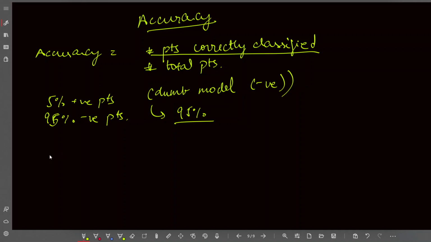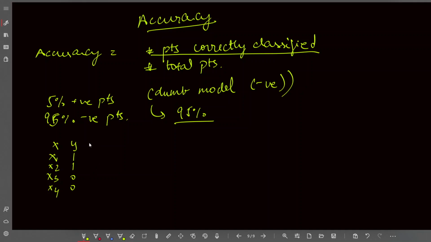Another problem with accuracy: let's say I have four data points, x1, x2, x3, x4, and their class labels are 1100. My model gives me the probability that the data point belongs to a particular class. Let's say if the model gives me a probability value greater than 0.5, then the point belongs to class 1, and if it gives me a probability value less than 0.5, then the point belongs to class 0.